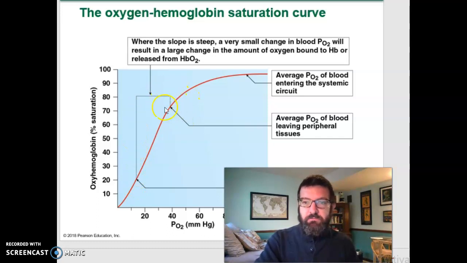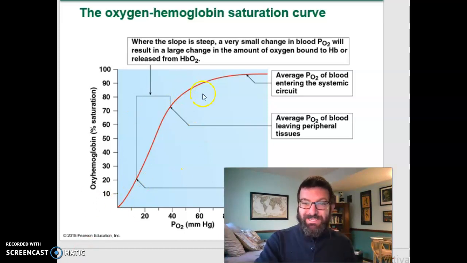Up here, it's partial pressure of oxygen leaving peripheral tissues in your blood. So this is your deoxygenated blood. This is your oxygenated blood. So this is the difference between deoxygenated and oxygenated blood. And this is going to be, again, tissues that are really cranking through oxygen, using it up to make ATP.